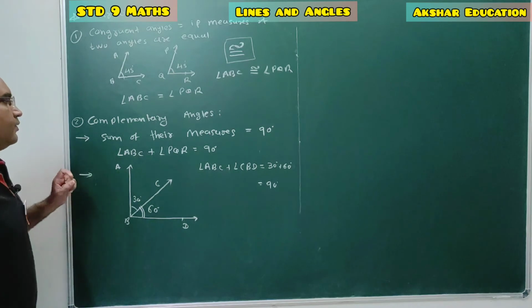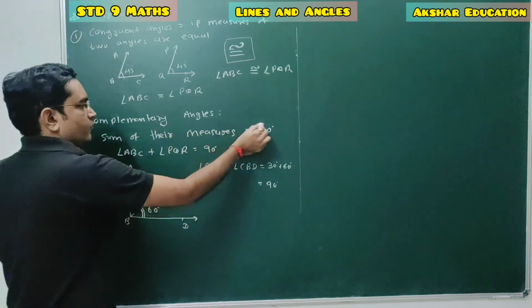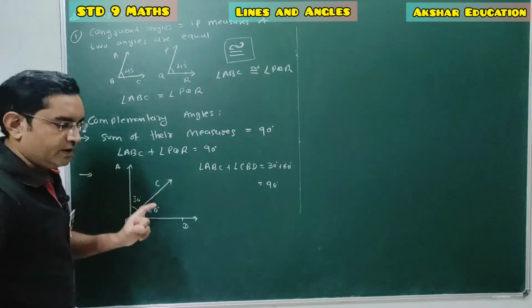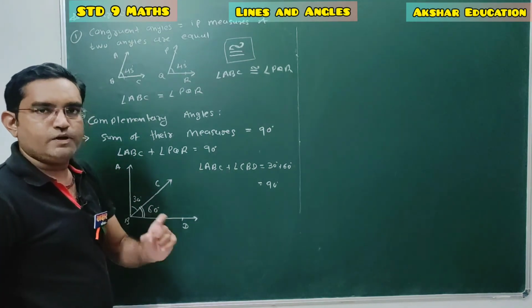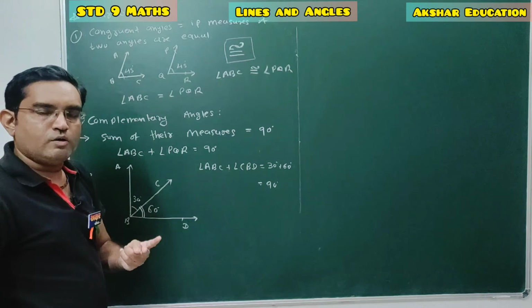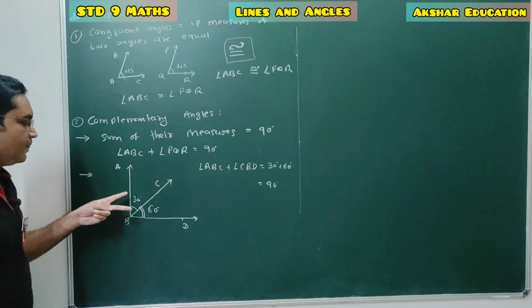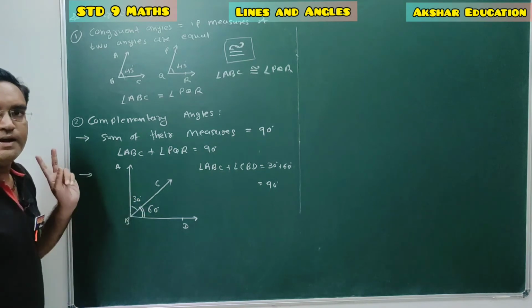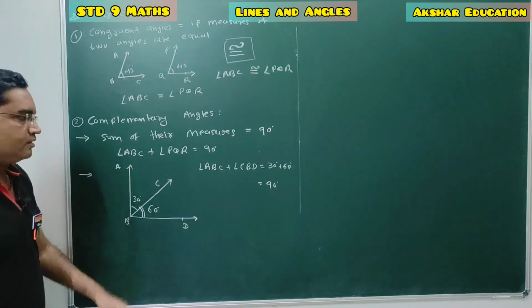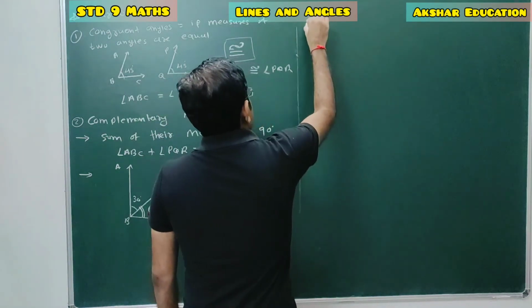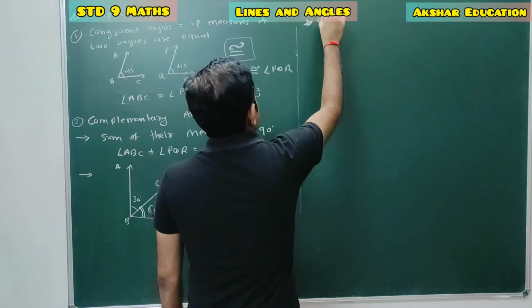In short, if the sum of the measures of two angles is 90 degrees, then the given two angles are said to be complementary angles of each other. दो एंगल को हम कॉम्प्लीमेंट्री एंगल्स बोलेंगे अगर दोनों एंगल का एडिशन 90 डिग्री हो. क्लियर स्टूडेंट्स? Now after complementary angles, the next one is supplementary angles.